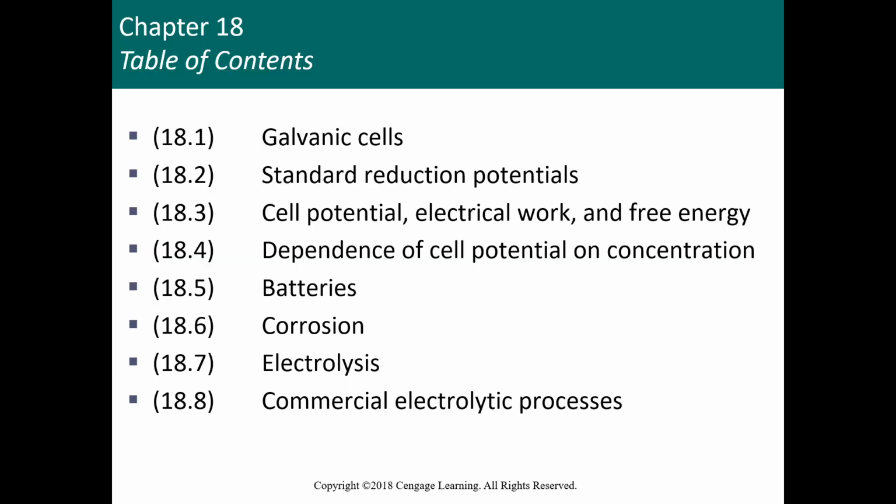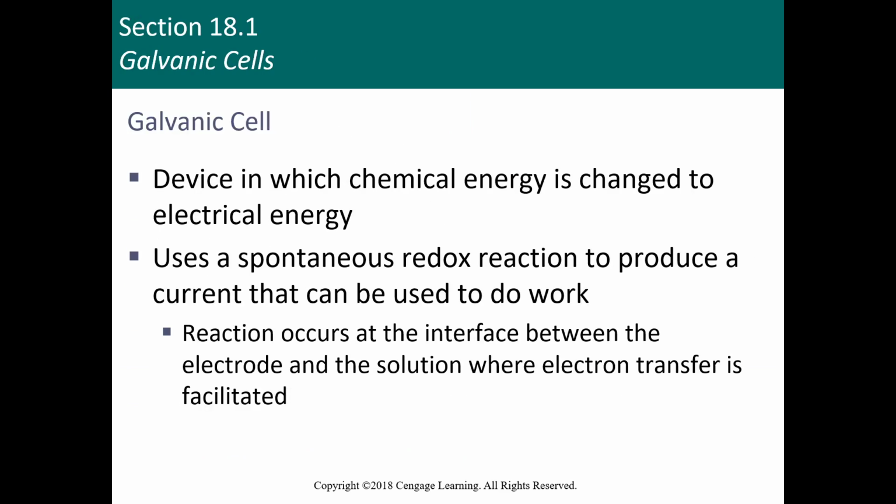All right, so right here, that's the table of contents, of course. So what we need to start off with is galvanic cells, because that's going to help you build up all your other knowledge of electrochemistry. So a galvanic cell is a device in which chemical energy is changed to electrical energy. Yes, you guessed this right, this would be batteries as well. Uses a spontaneous redox reaction to produce a current that can be used to do work.